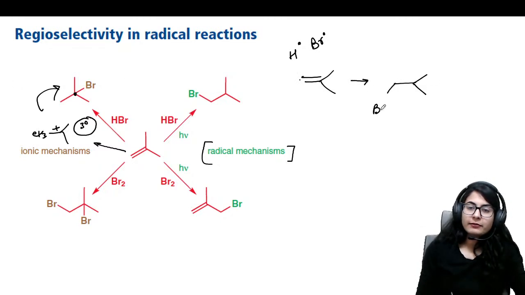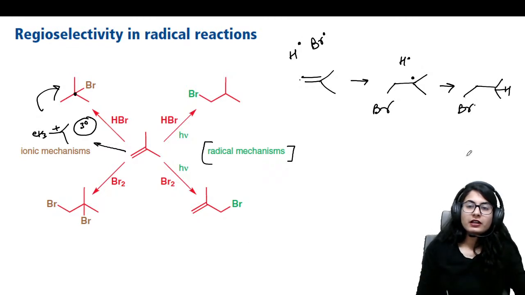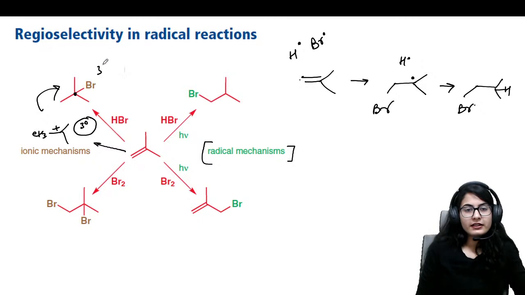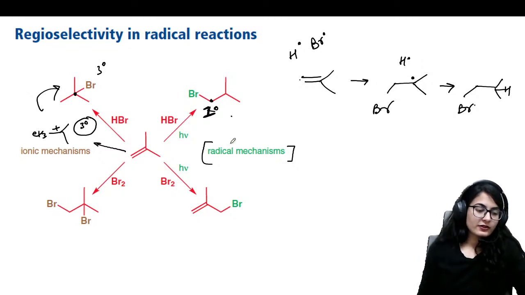It will react better with this alkene. Br ने पहले react कर लिया है. Now the hydrogen radical can also attack over here to give you directly opposite product. Both of these are directly opposite. ये हो गया है 3 degree bromide. This is your 1 degree bromide, a primary bromide. Okay, so yeah, absolutely all completely different products.